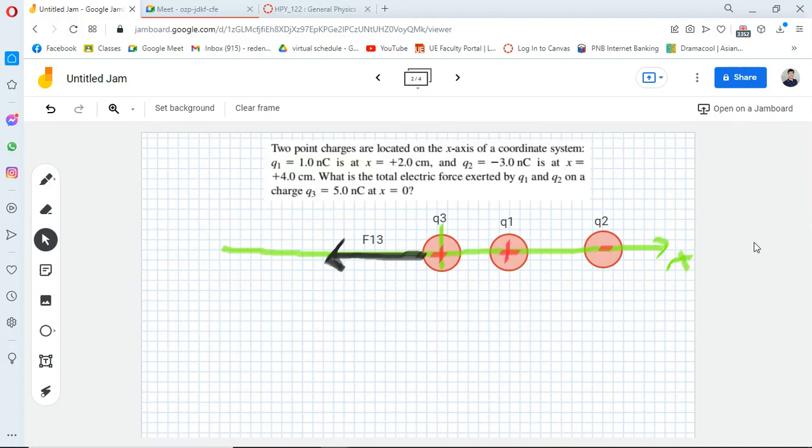Okay, absorb. Okay, plus, pareho sila. Q3 and Q1 are both positive, therefore they tend to repel. Okay, and the direction would be something like that.